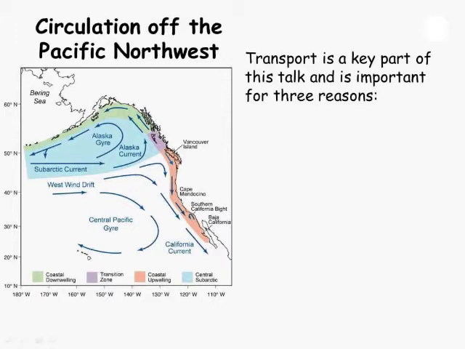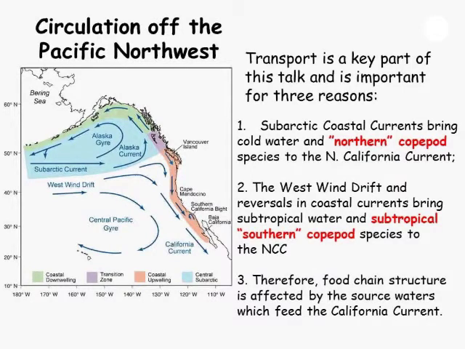So transport is the word to be used for the currents moving around, and for three reasons. If the water's coming mostly out of the north here, from the subarctic current, it brings what we call northern species to the Northern California current. If a lot of the water's coming into the California current from offshore, that brings these offshore and kind of subtropical, we call them southern copepod species. So as I say down here, the food chain structure of the entire Northern California current depends upon where the waters come from. So you have to know where the water's coming from first. That's the number one physical question. What causes it to be variable? Because of what it does to the copepods, which are the base of the food chain.